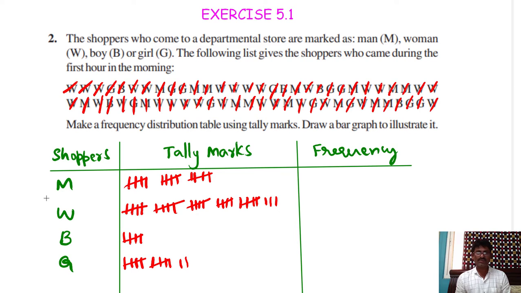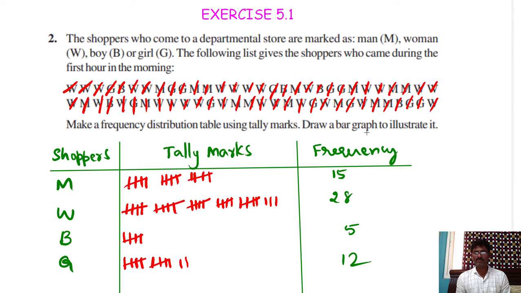And now write the corresponding frequencies. For man 5, 10, 15, so 15. Then for women 1, 2, 3, 4, 5, so 5 is 25 plus 3, 28. For boys that is 5. For girls 10 to 12. So this is the frequency distribution table.